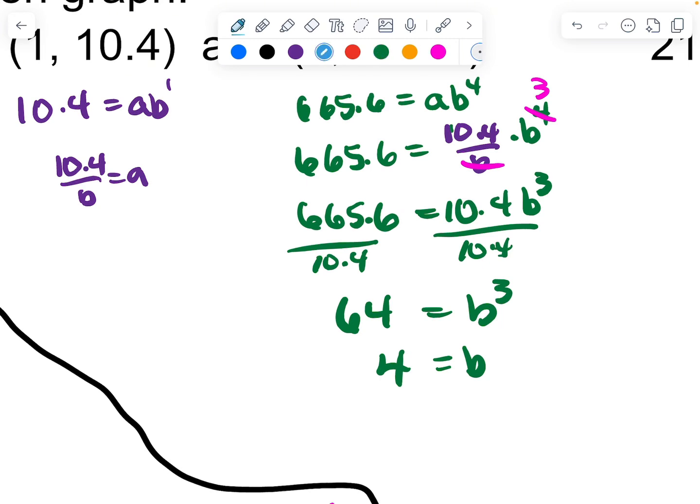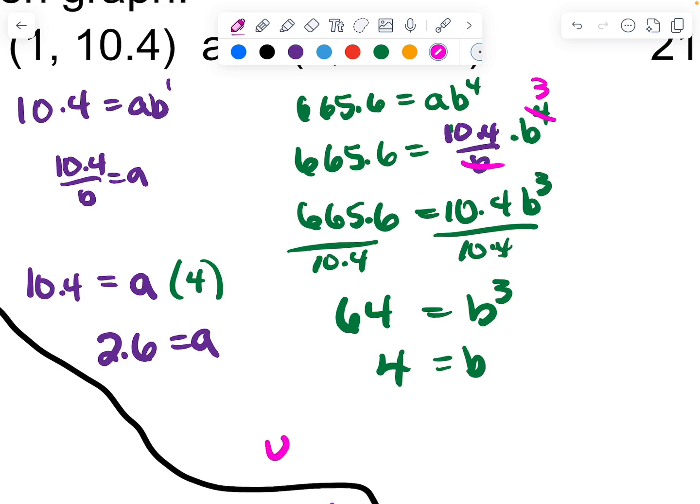So we're going to plug that back in. We're going to come over here to 10.4 equals a times b, and we just found b to be 4. So we're going to take 10.4 and divide it by 4, and we're going to get 2.6 is equal to a. So our equation is going to be y equals 2.6 times 4 to the x.